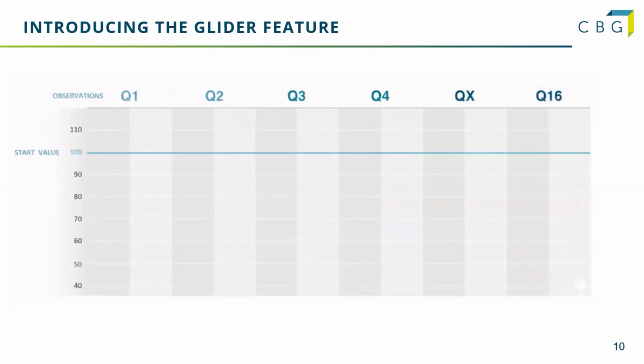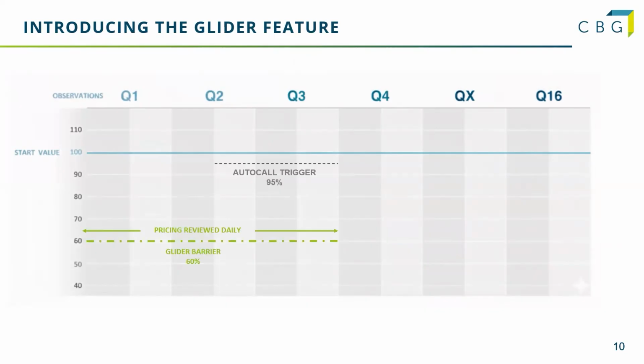Now let's look at the inclusion of the glider feature. Like the example in the previous slide, the regular autocall feature goes live from the second quarter. But unlike a standard growth note, the underlyings are now observed daily between the strike date and the glider observation date. What it's checking is very specific. It's checking that all the underlyings have remained at or above 60% of the start price. You can think of it as the glider barrier.